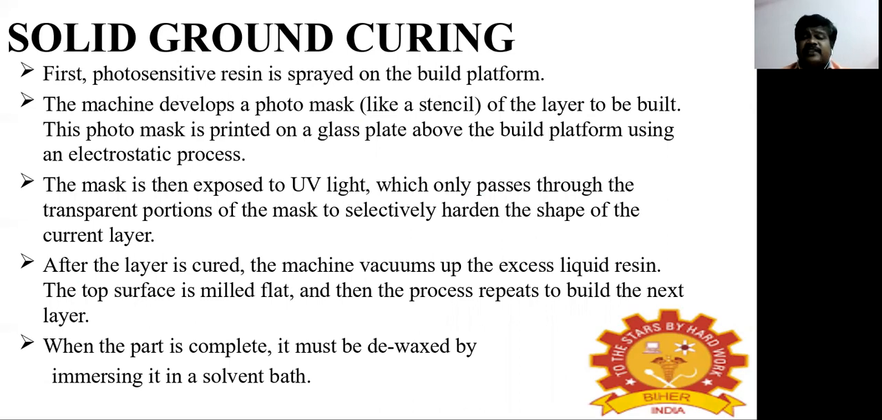So for hardening the shape of the current layer, when the layer is cured, what happens? The machine will vacuum up the excess liquid resin. The top surface will be milled flat, and the process will be repeated, building our next layer, one by one. So the part will be complete and it will be dewaxed by immersing it in a solvent bath.